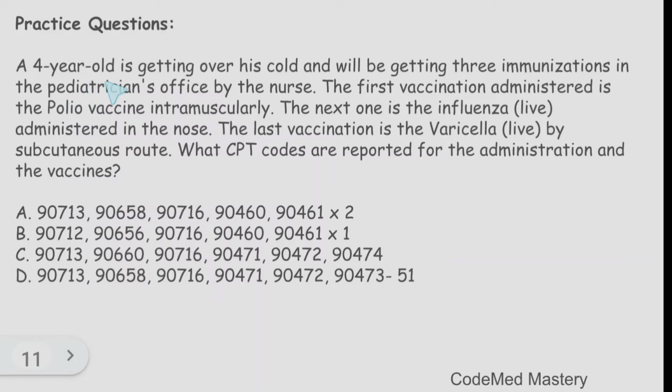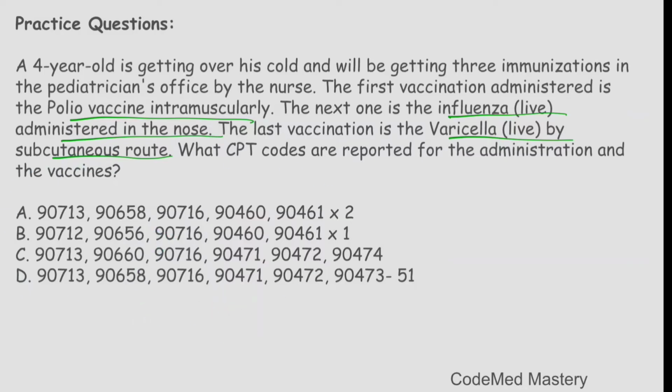Read the question. A 4-year-old is getting over his cold and will be getting 3 immunizations in the pediatrician office by the nurse. The first vaccination administered is polio vaccine intramuscularly. The next one is influenza live administered in the nose. The last vaccination is varicella live by subcutaneous route. What CPT codes are reported for the administration of the vaccines? So you can find many codes in the option A, B, C and D.